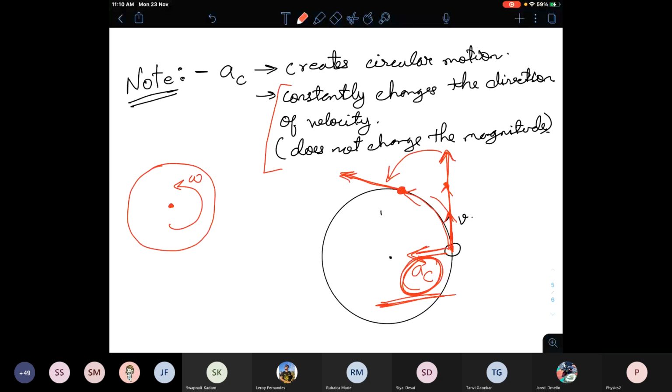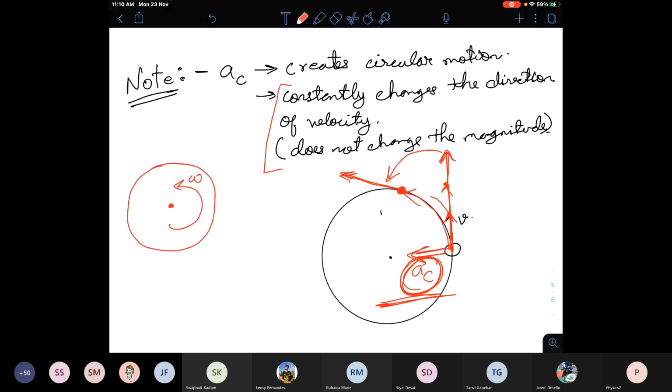Because parabolic motion is not there in our syllabus in detail. Projectile is also a parabolic path, but that is a different matter. That is projectile, so that is a different thing.